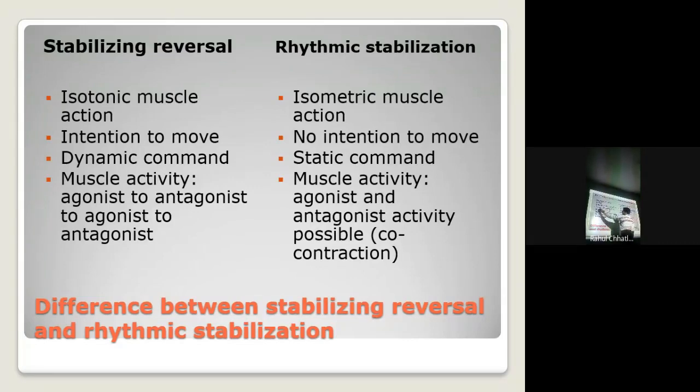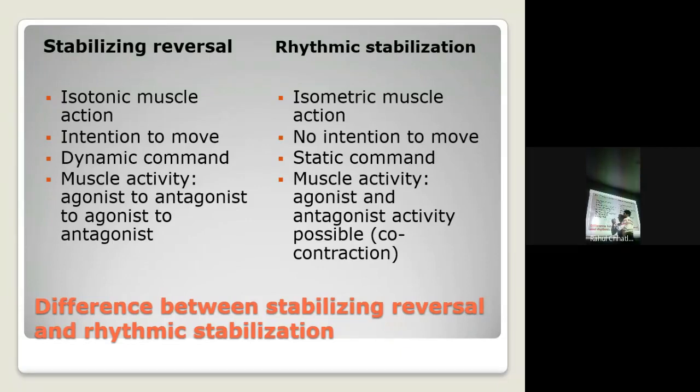It is a dynamic command. That means you are intending some movement, 5 to 10 degrees of movement. That is why it is a dynamic command. And this will be a static command. That is, you are not intending any motion. You are just asking the patient to contract the muscle isometrically. Muscle activity: agonist to antagonist, to agonist to antagonist, and here it will be the same. Agonist to antagonist activity is possible, or you can say co-contraction also. Co-contraction.